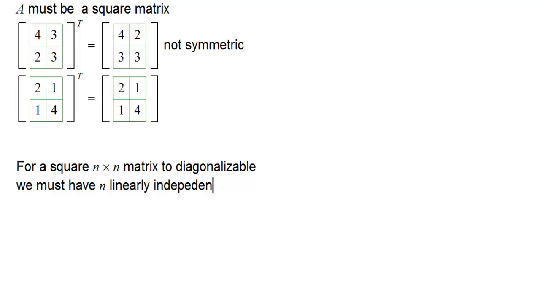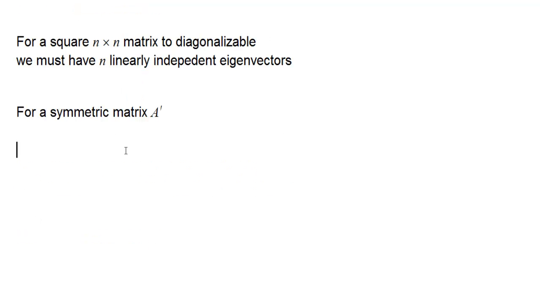And in this case, for a symmetric matrix A, we have many good properties that will help the diagonalization not only be possible, but they will also make it much nicer. So for a symmetric matrix, we can always diagonalize it orthogonally.